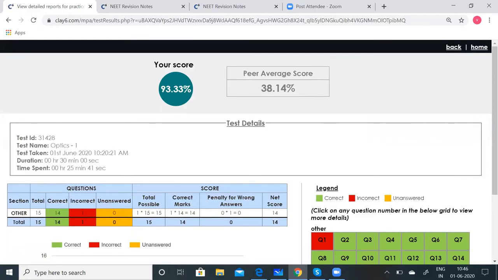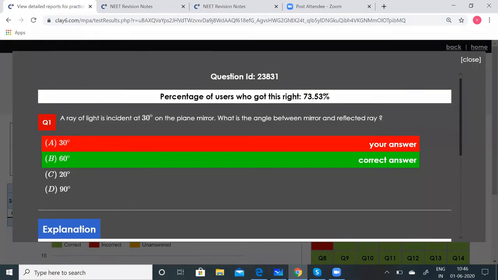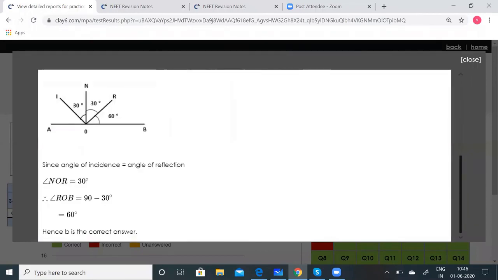Let's see. First question: a ray of light is incident at 30 degrees on the mirror. What is the angle between the mirror and the reflected ray? I said it was 30, but the correct answer says it's 60. The angle of incidence is equal to the angle of reflection, 30. The angle NOB is 90 degrees, so this should have been 90 minus 30, which is equal to 60 degrees. So B is the correct answer. All right, close that.